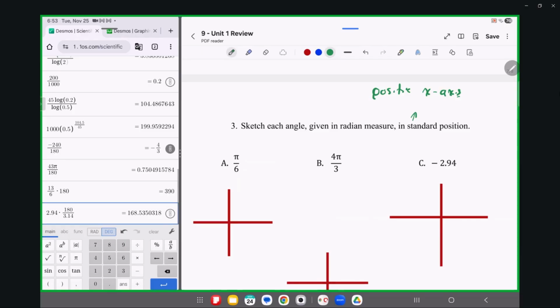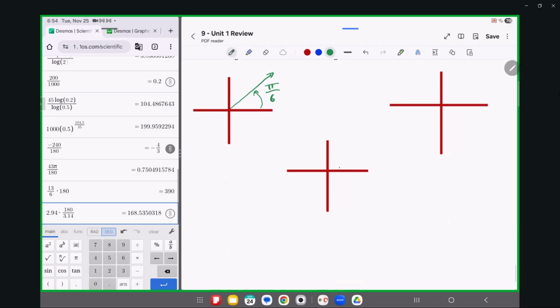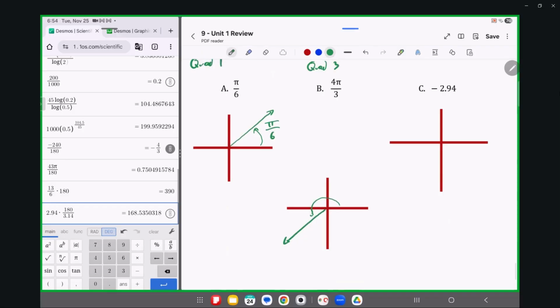So pi over 6, pi. This is quadrant 1. 4 pi over 3 is a quadrant 3 angle because it's over pi. So it's between, remember, a quadrant 3 angle is between pi and 3 pi over 2. So this angle will go all the way down into quadrant 3. And this is going to be 4 pi over 3.